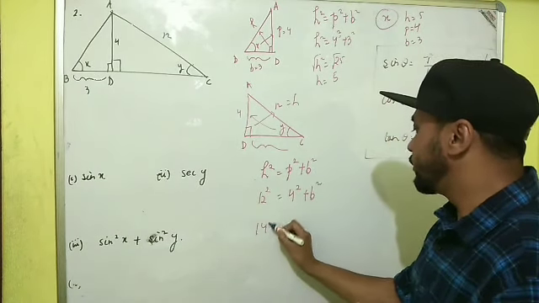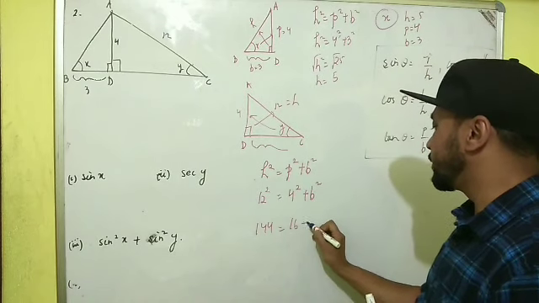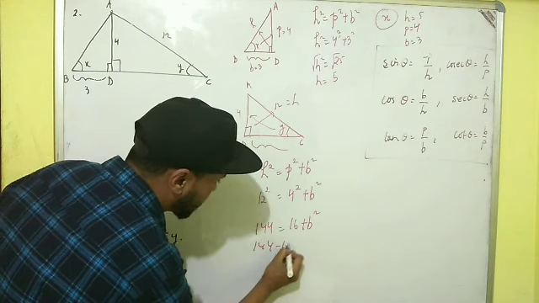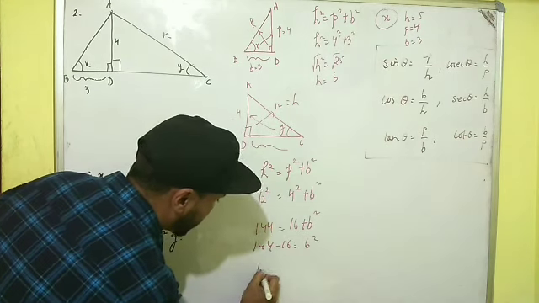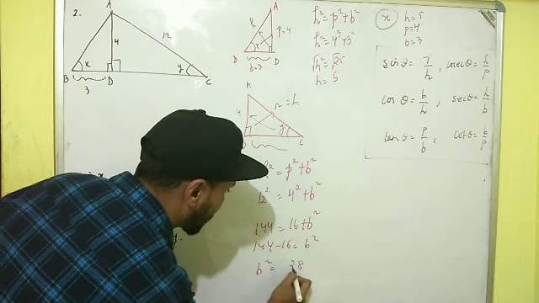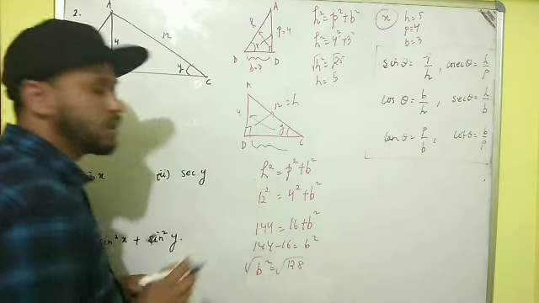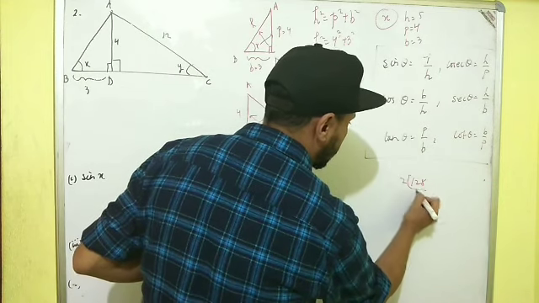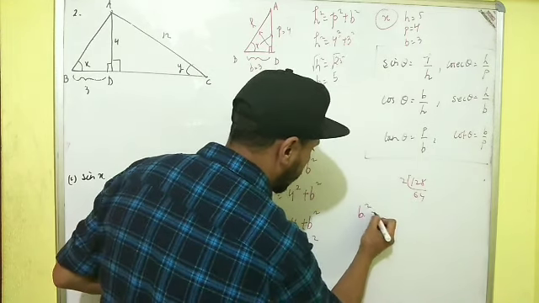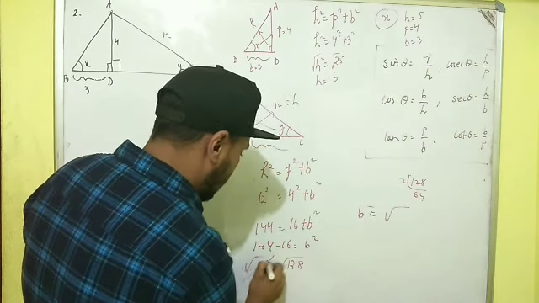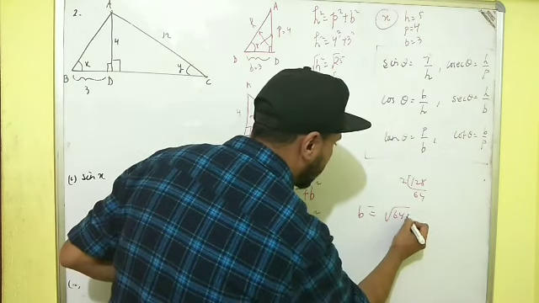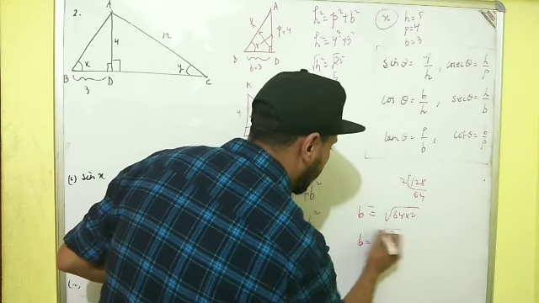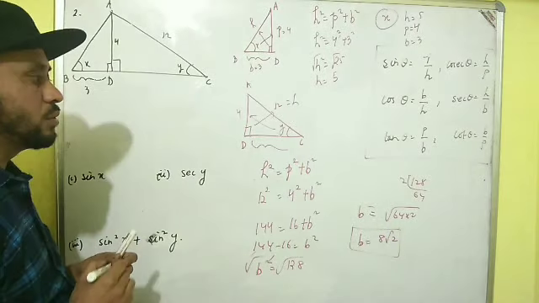So 12 12s are 144 is equal to 16 plus b square. If you take 16 to this side, 144 minus 16 is equal to b square. So b square is equal to 128. If you take the square root, 128 is not a perfect square. So let's take the LCM. So b square is equal to root of 64 into 2. So b is equal to square root of 64, which is 8, we can take it out. So b is 8 root 2.